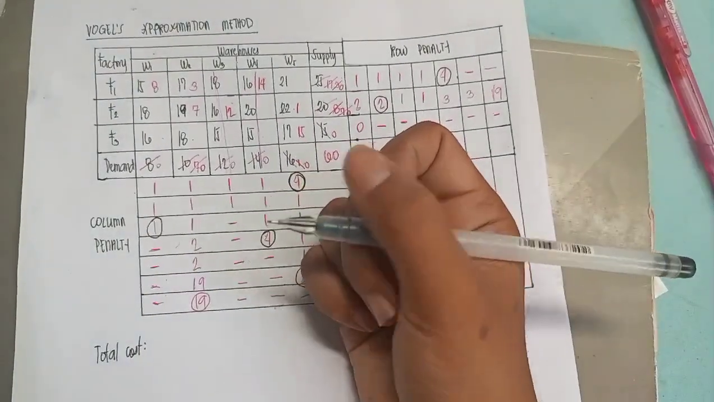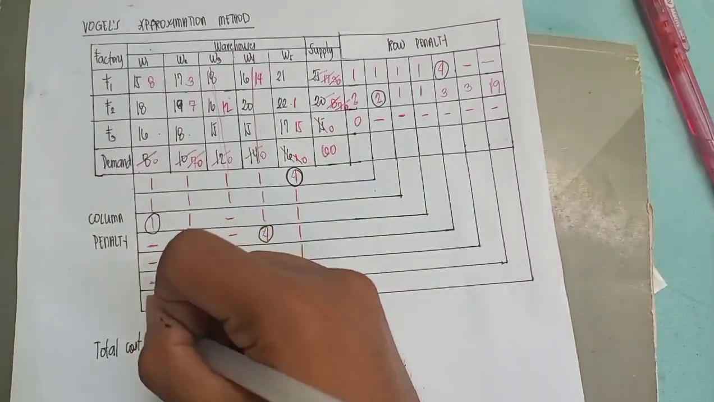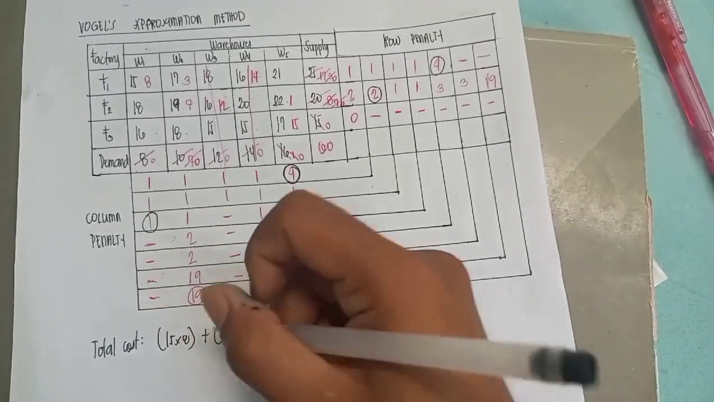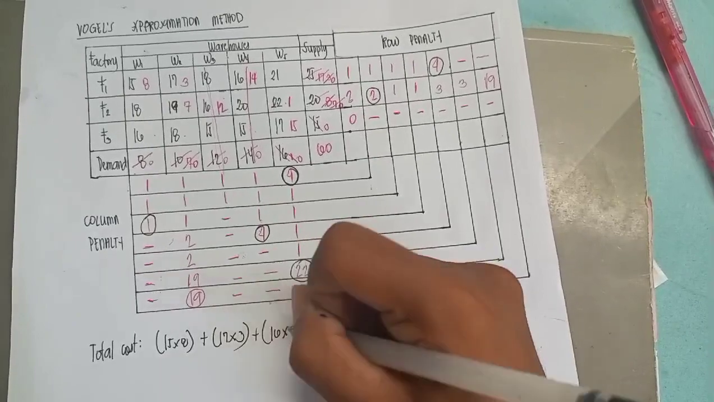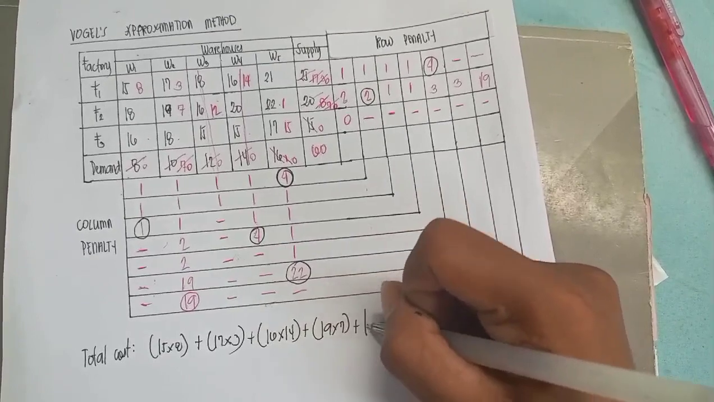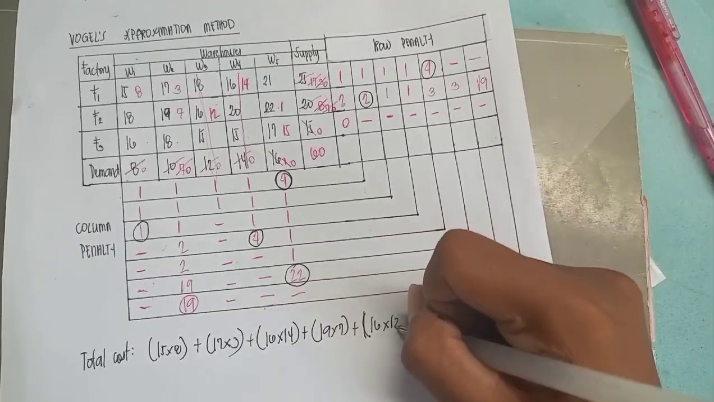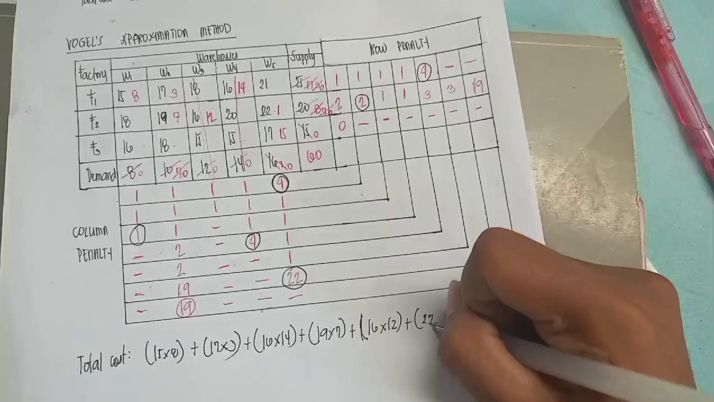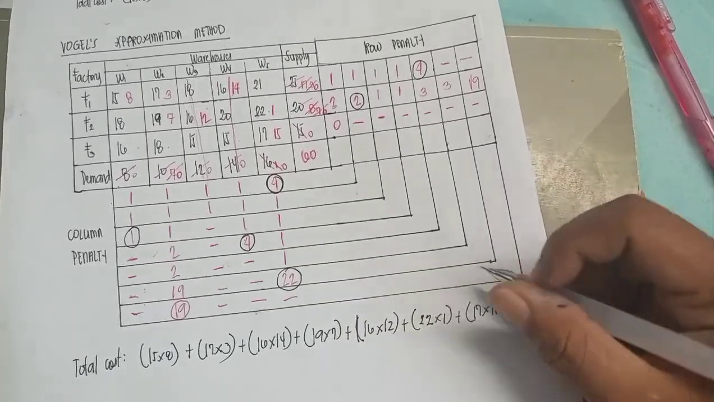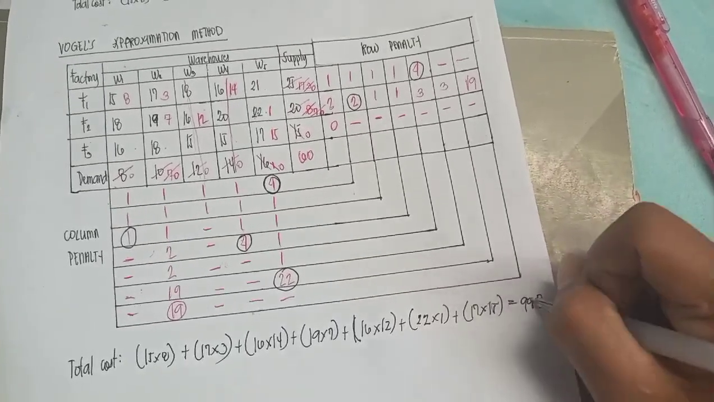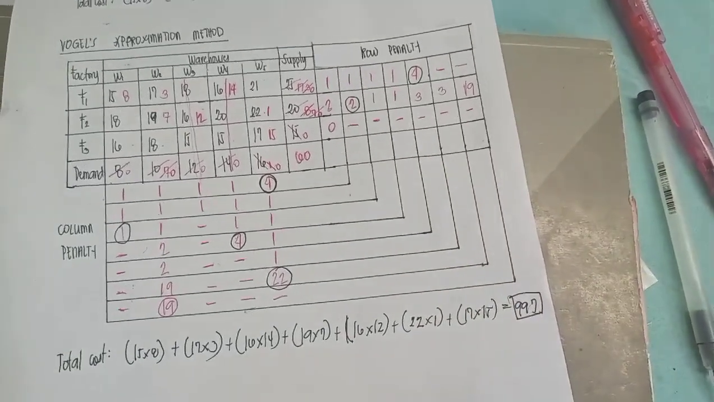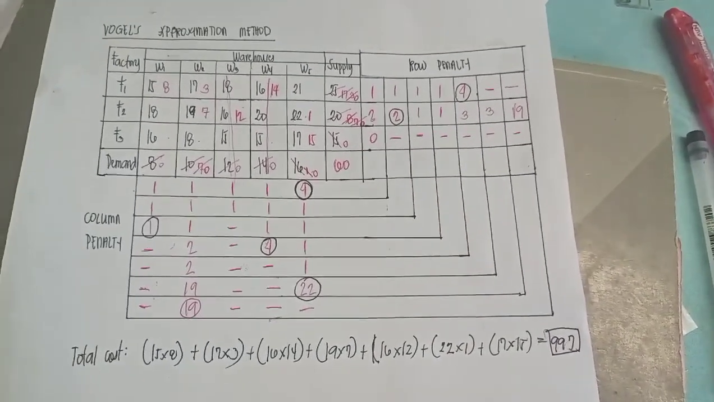The total cost can now be computed. So we will use the occupied cells. We have 15 times 8 plus 17 times 3 plus 16 times 14 plus 19 times 7 plus 16 times 12 plus 22 times 1 plus 17 times 15, in the total of 997. So obviously this is the method that has the least total cost among the 3 methods. So we will use it in our MODI.